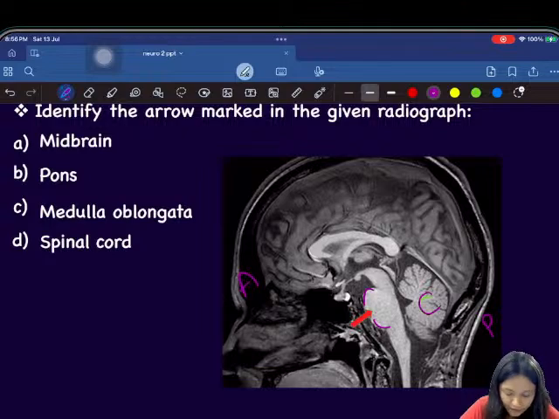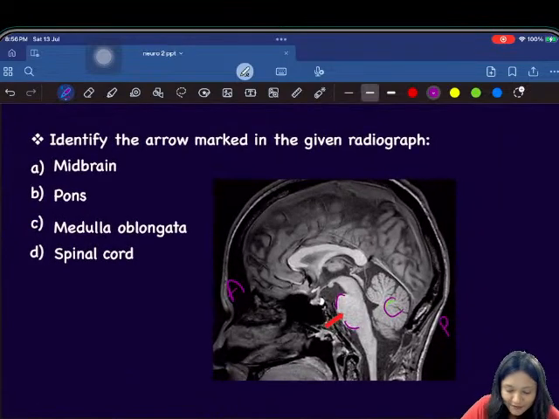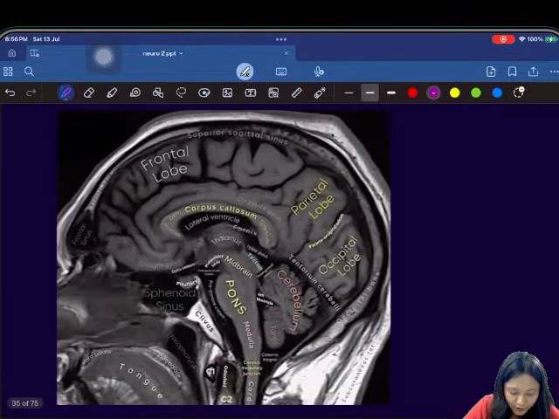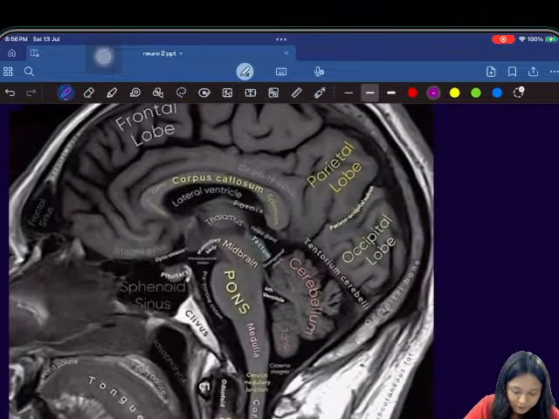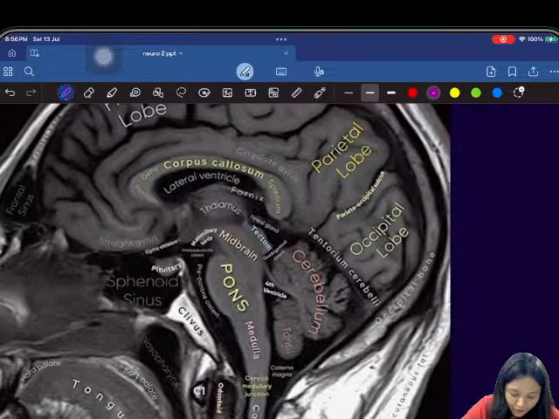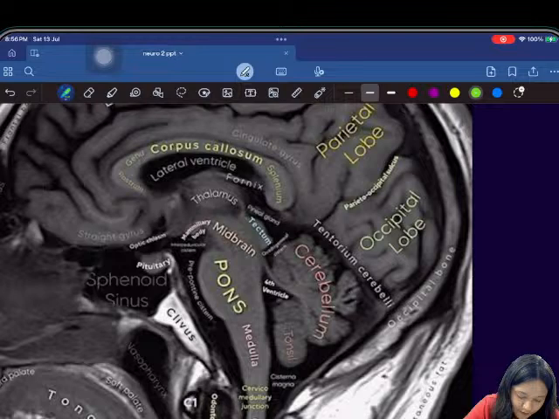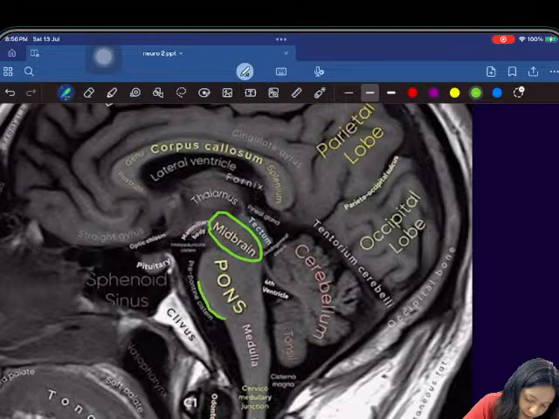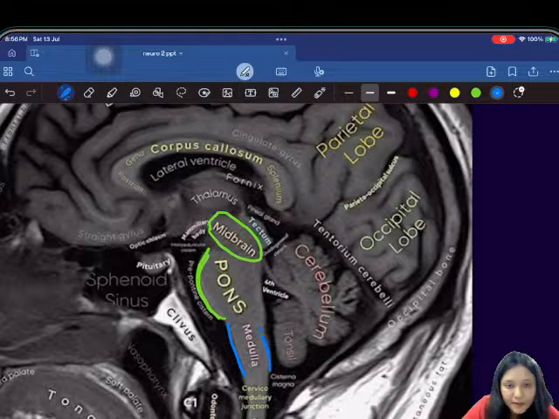The answer will be pons. So it's not midbrain. Midbrain, as you can see in this image, is a part. They might ask you any part of the brainstem every time. So you know that midbrain will be here. This is the midbrain, and this bulge, anywhere you see this bulge, it is directly pons. Below it you have the medulla, and after that it will continue as the spinal cord. If they have given this marked area, the answer will be pons.